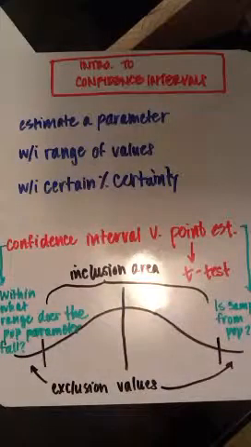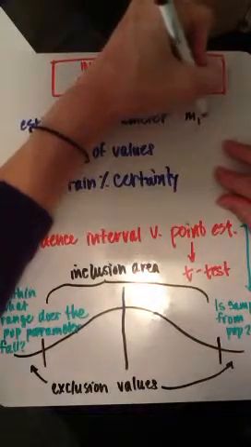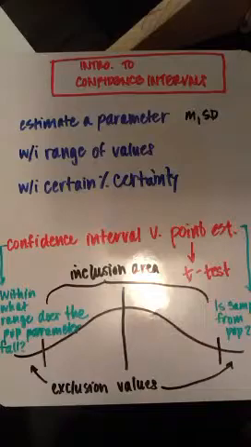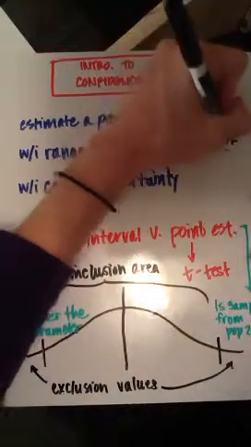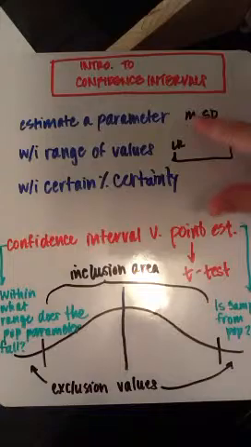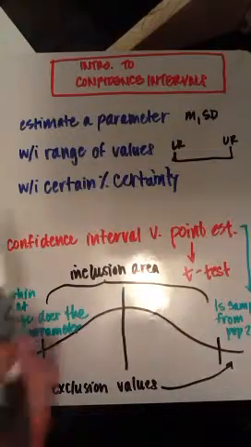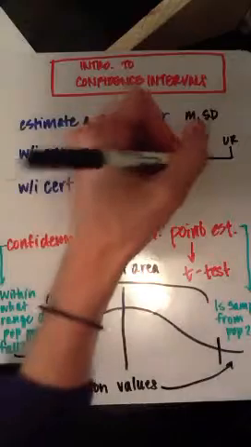Confidence intervals are used to estimate a parameter, usually the mean, but it could also be something like standard deviation, within a range of values. So when you're using confidence intervals, it's going to give you a lower range value and an upper range value, and the population parameter, usually the mean, should fall somewhere between that lower limit and the upper limit in your range. And a confidence interval is given within a certain degree of certainty.